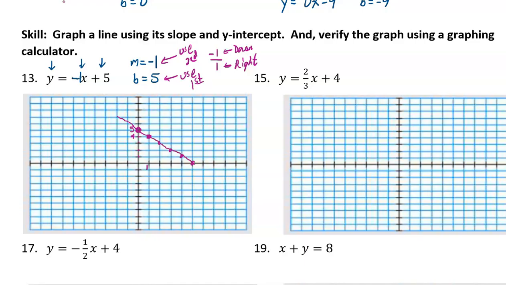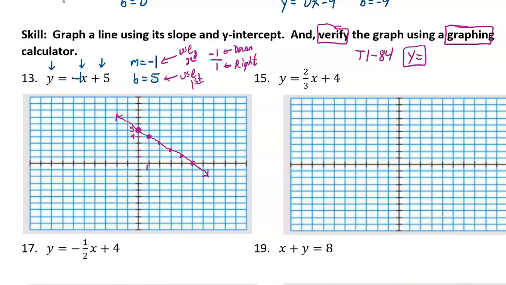Now it says verify the graph using a graphing calculator. So what I'm asking you to do is use the TI-84 calculator and type in with the y equals button the equation and press graph and simply just look on the screen to see if what's on the screen of the calculator matches what you drew with your pencil.